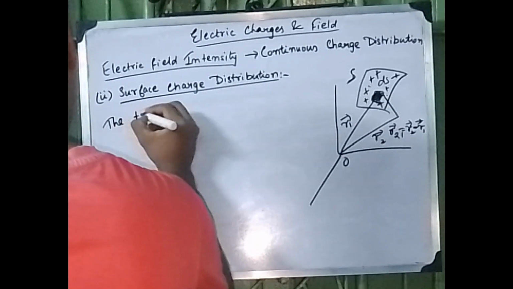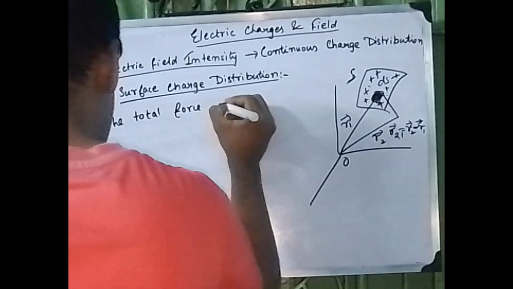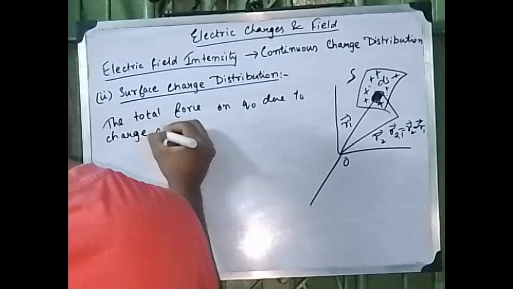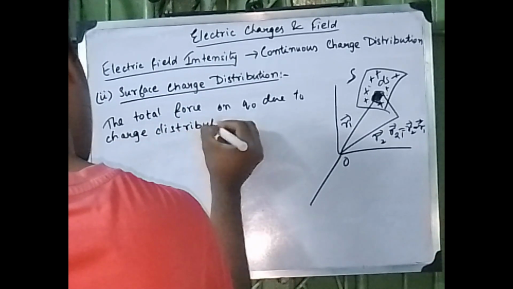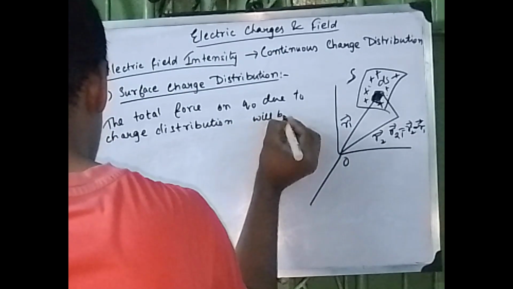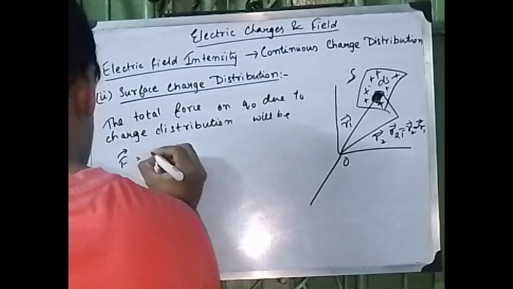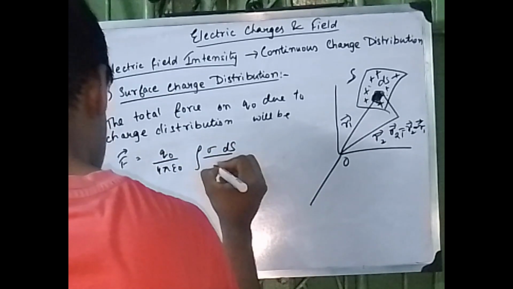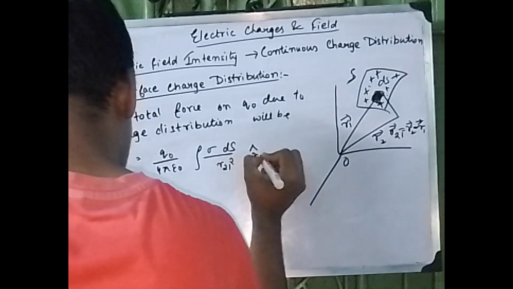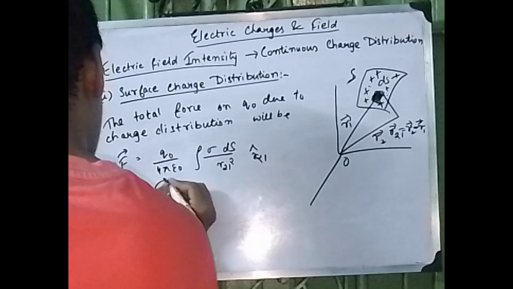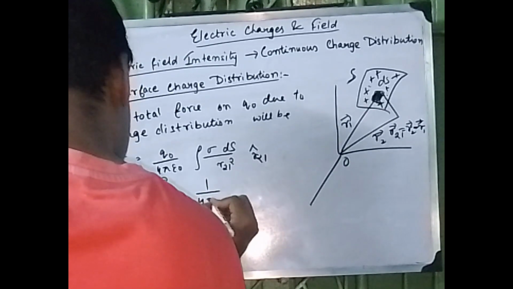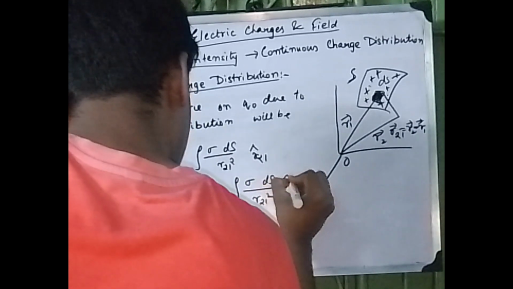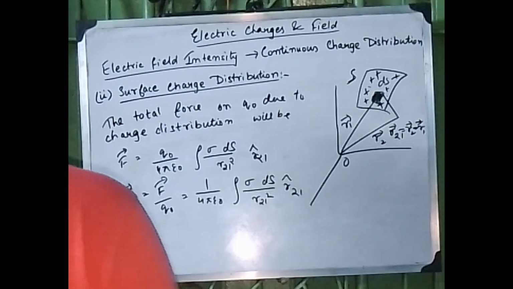Then the total force on q naught due to the whole surface charge distribution is given by F equals q naught by 4 pi epsilon naught integration sigma ds by r21 square unit vector r21, which is later on represented by E equals vector F divided by q naught.